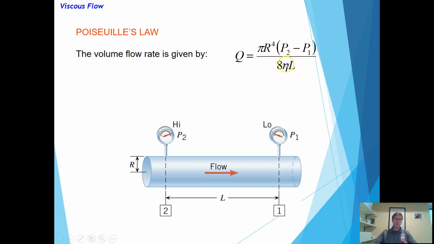Viscosity is the viscosity of your fluid, so that would be for water, and then L is the length of your hose. So since you're dividing by L, the longer your length, the more your flow rate is going to be decreased as a result of that additional length.